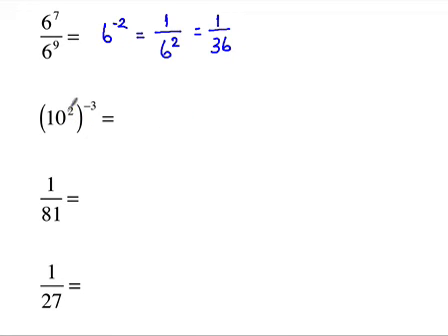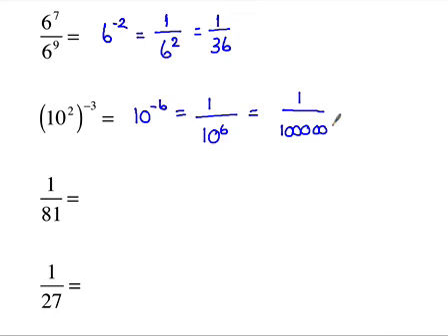The relationship in this question is that we multiply these two numbers together when raised to a power, so that becomes 10 to the power of minus 6, which we can then turn into 1 over 10 to the power of 6, which then will become 1, and then 10 to the power of 6 is 1 with 6 zeros, i.e. 1 over a million.